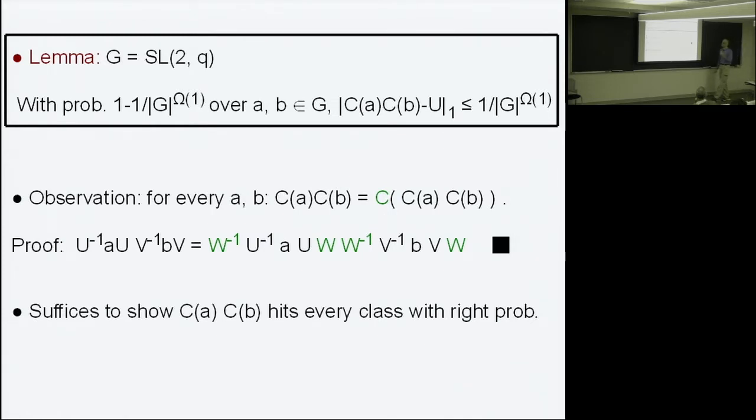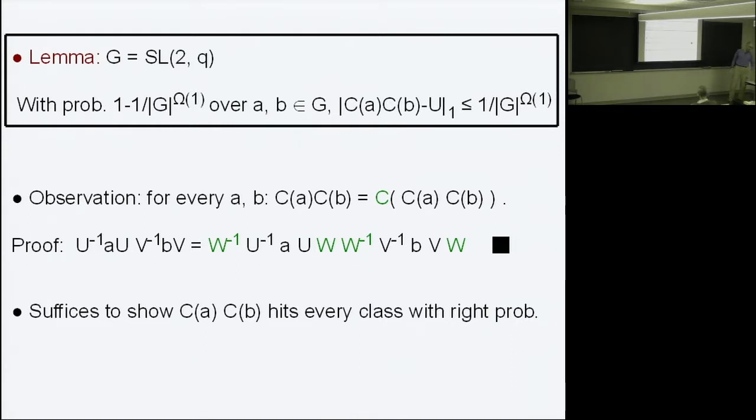So a first observation is that if you have something like CA times CB, actually you can take one extra conjugation for free. Okay. So the definition of this for fixed A and B, just from the choice of the conjugate, is the same thing as if you do that, and then you take one more conjugation. It's just a one line proof. But it's very useful because that means that all I have to do is show that CA CB hits every conjugacy class with the right probability. Mixing inside the class is for free for us. Okay, we just have to show that you hit every conjugacy class with the right probability, thanks to this fact here.